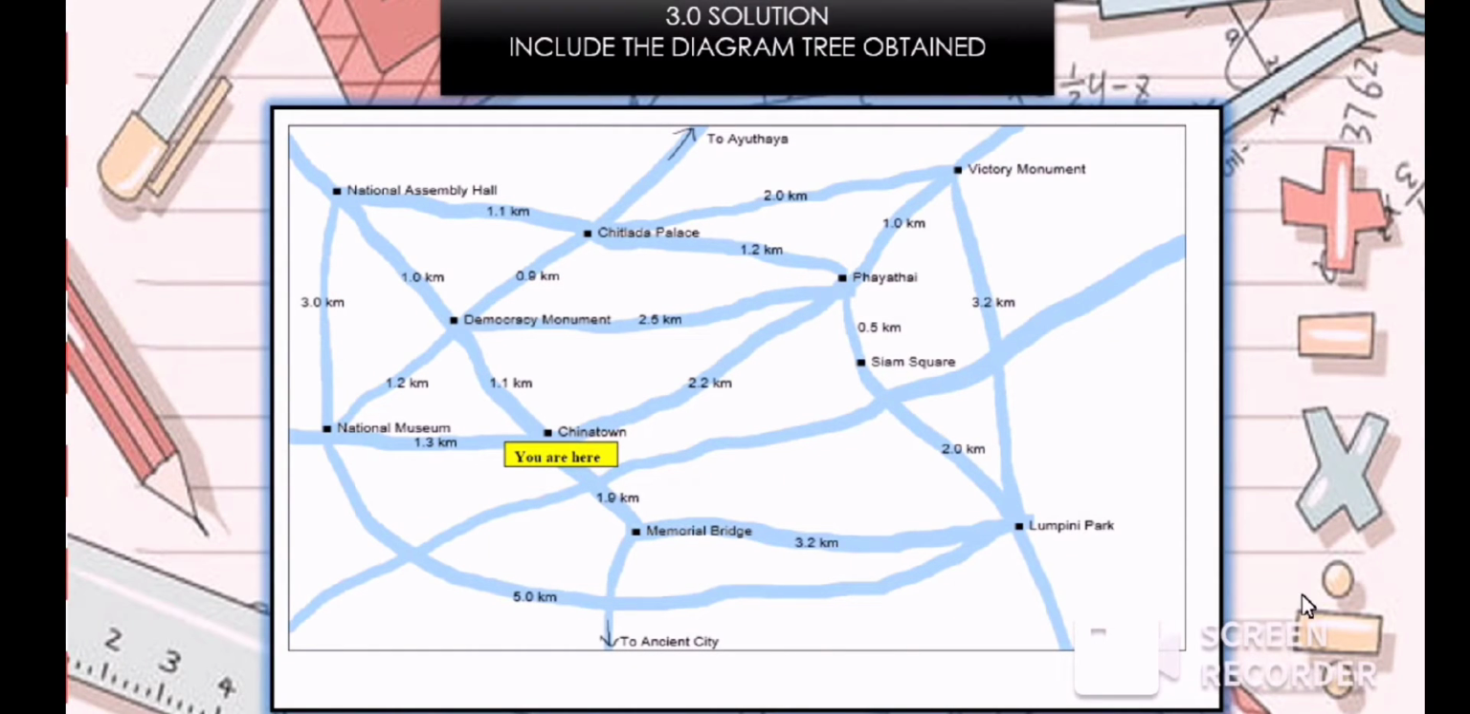Today I am going to explain the solution of the minimal spanning tree, including the diagram of the tree obtained and the calculation. Let's do it. There are a lot of maps in the case study. We choose the Bangkok City map. These are the original maps of Bangkok City. The first edge is Siam Square to Payathai, because Siam Square to Payathai is the shortest weight, which is 0.5 km among other places.